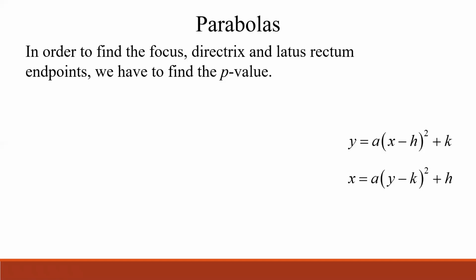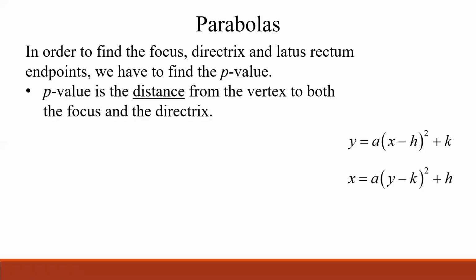So the first thing we have to find is this thing we call the p-value. Okay, now this is a straight up formula, and it doesn't matter if it's opening left, right, up, down at all. What the p-value is going to do, though, is give us the distance from the vertex to both the focus and the directrix. Okay, so it's just a distance value. The way we find that is p is equal to 1/4a.